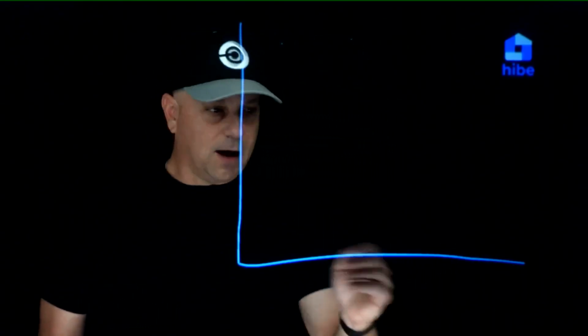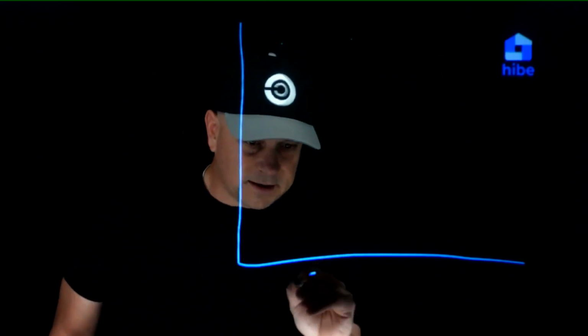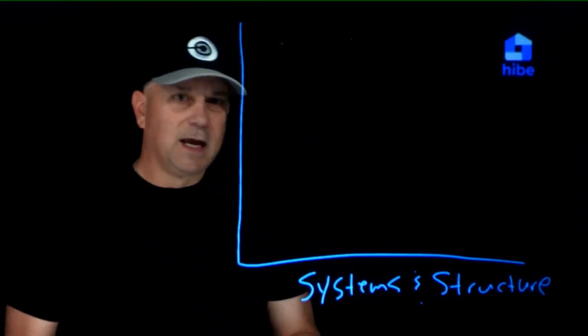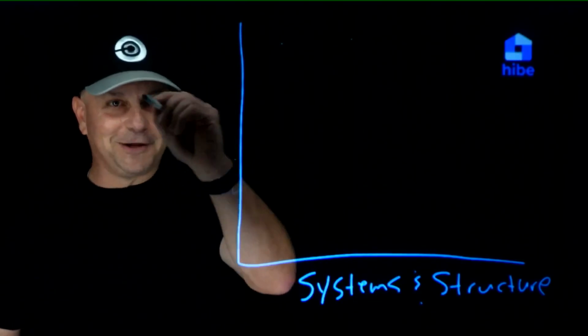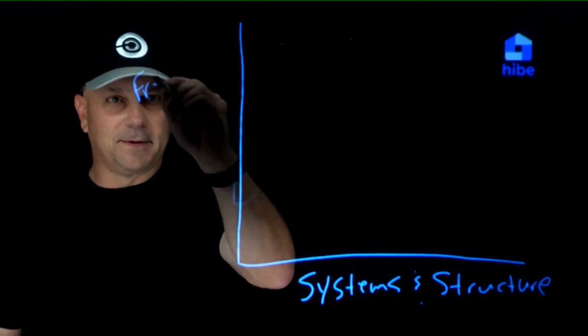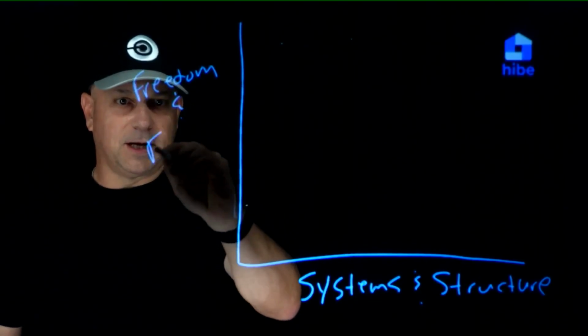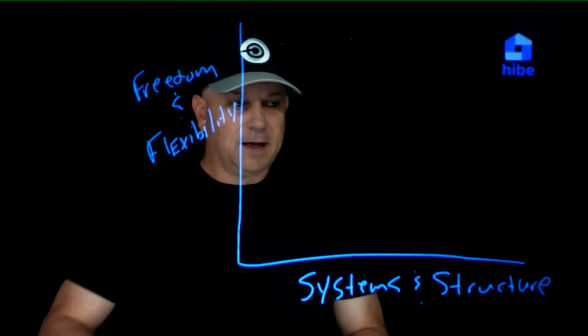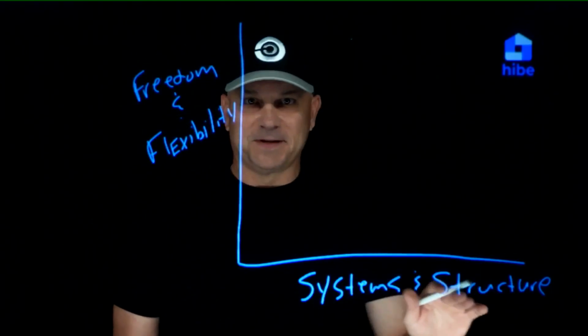All right. So I'm going to do a little X and Y axis here. Down here is your systems and structure. And over here is that thing we're all looking for, freedom and flexibility. Everybody wants freedom and flexibility, and nobody wants systems and processes.